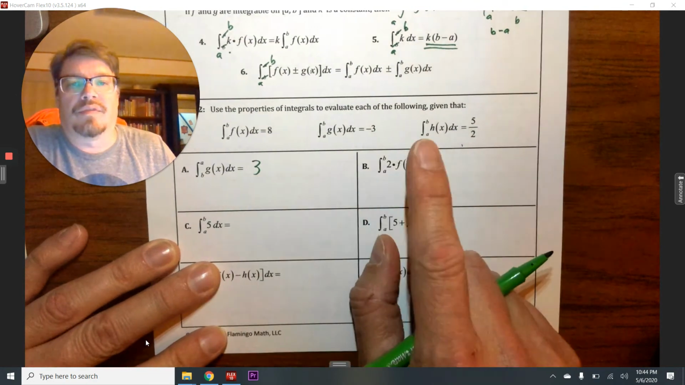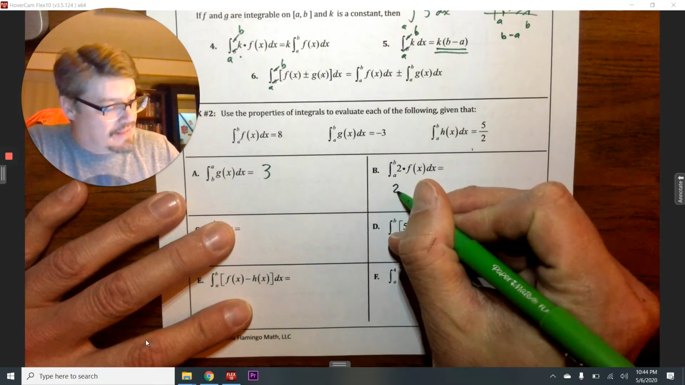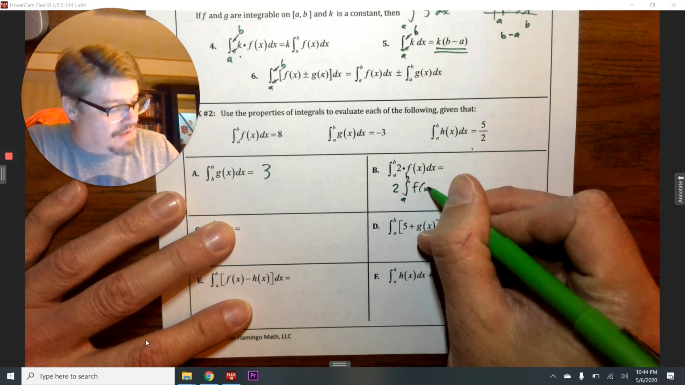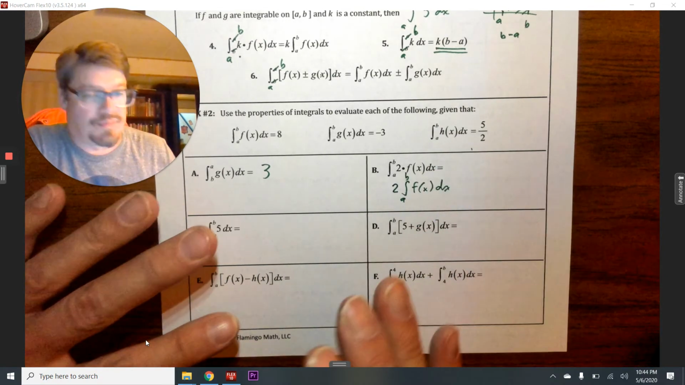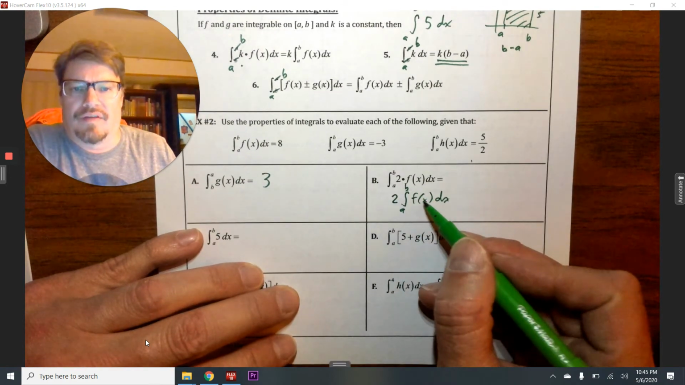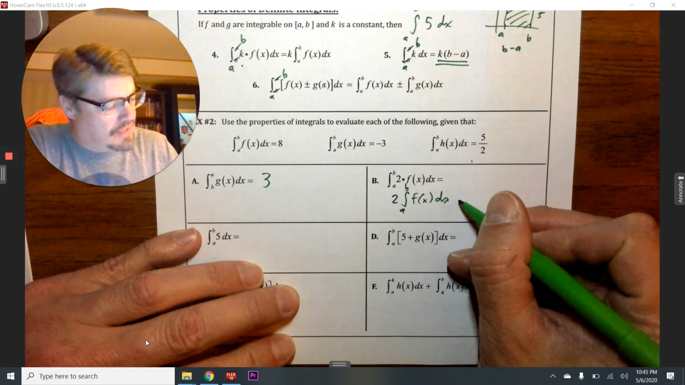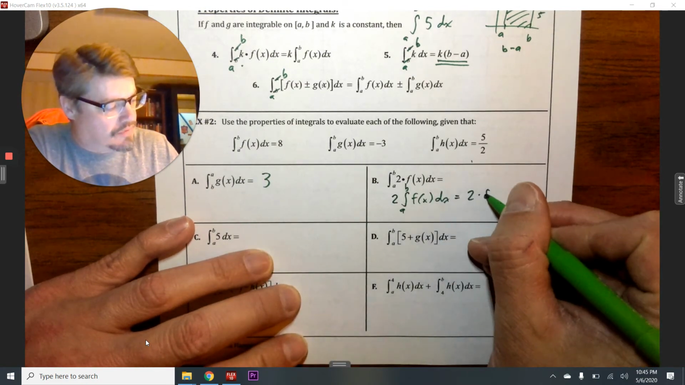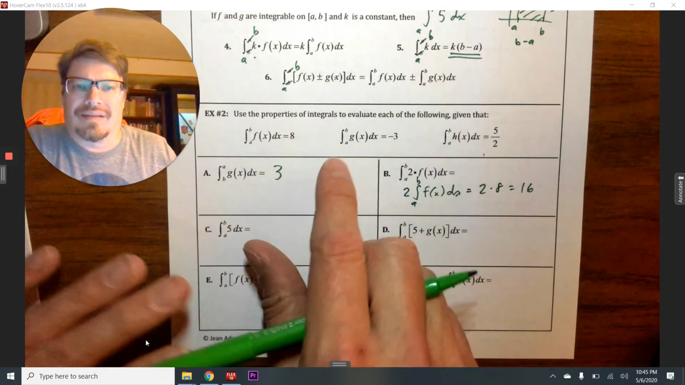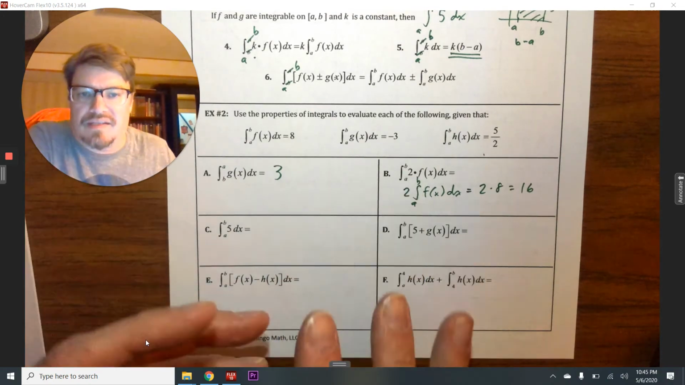Now with this one, it looks like I have a constant here, so I can take that constant out, and the integral from a to b of dx is actually just 8. So what I have is 2 times 8, which is 16. Basically, you've got these little areas already calculated, and you're just playing with the symbols here.